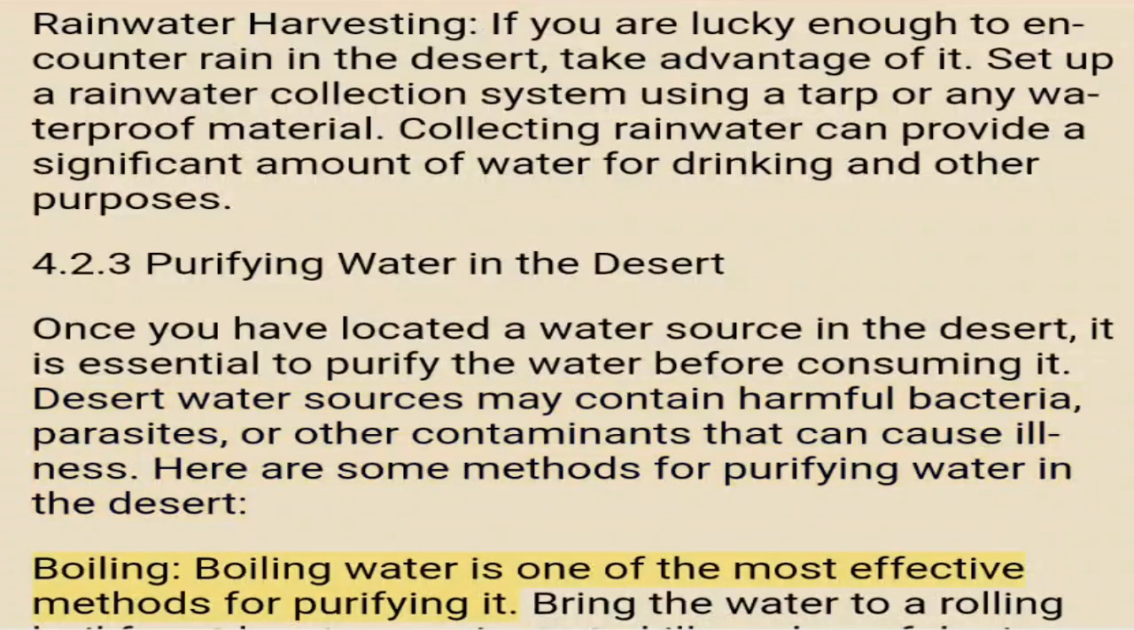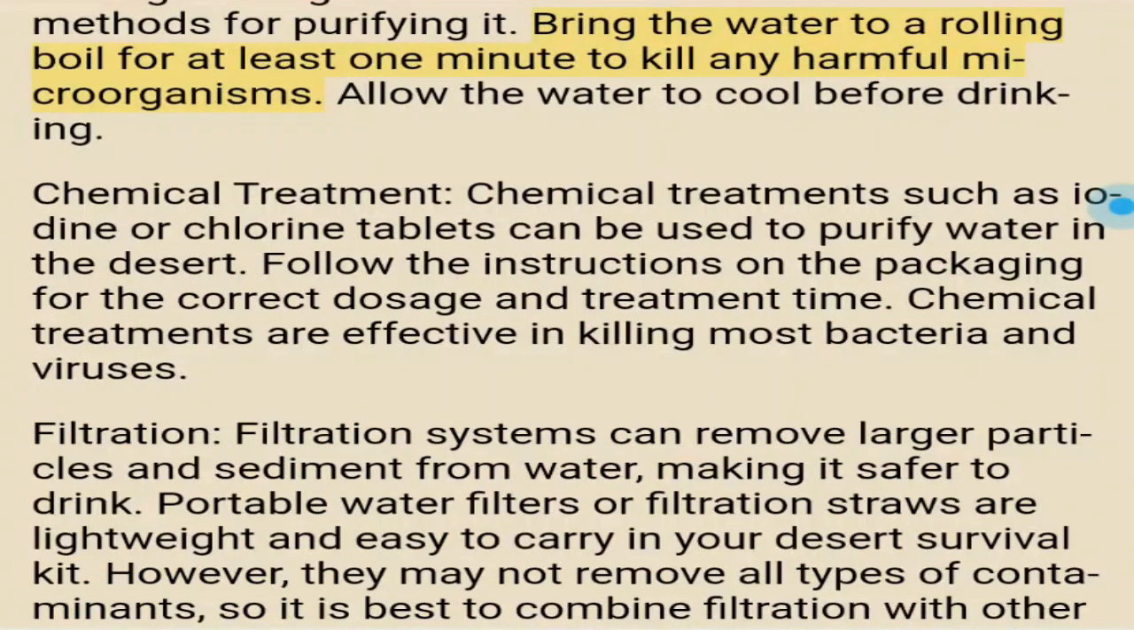Boiling. Boiling water is one of the most effective methods for purifying it. Bring the water to a rolling boil for at least 1 minute to kill any harmful microorganisms. Allow the water to cool before drinking. Chemical treatment. Chemical treatments such as iodine or chlorine tablets can be used to purify water in the desert. Follow the instructions on the packaging for the correct dosage and treatment time. Chemical treatments are effective in killing most bacteria and viruses.